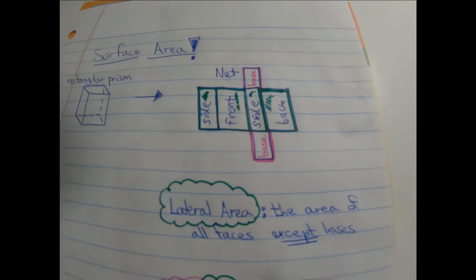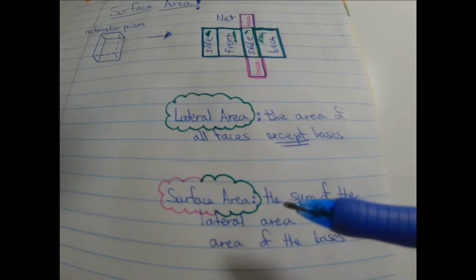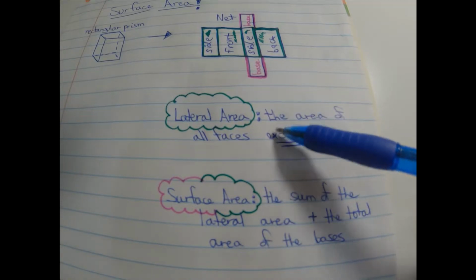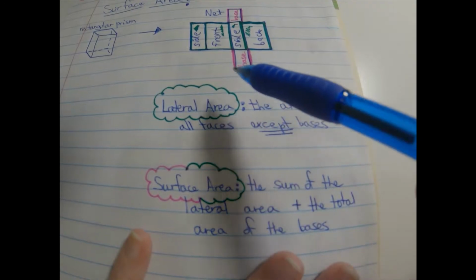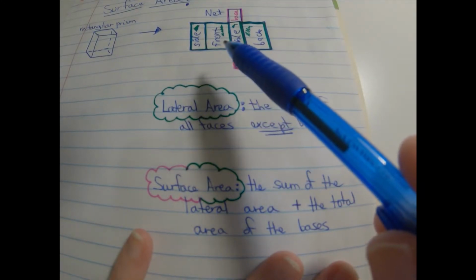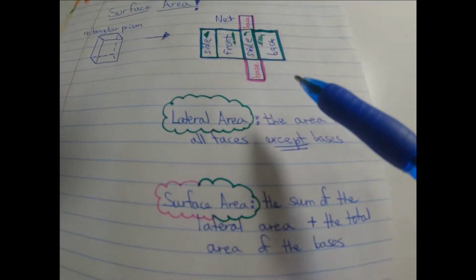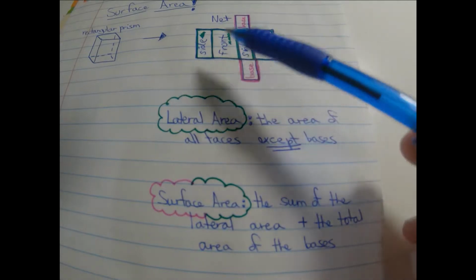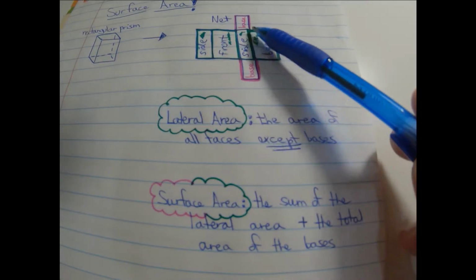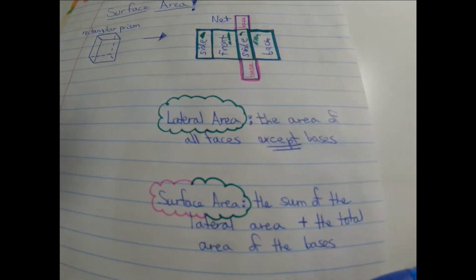Okay? For this lesson, we're going to need to know lateral area and surface area. There's a big difference between them when you're reading. The lateral area is only asking us for the area of all the faces, so the sides and the front and back, not the bases. And then surface area is the sum of all the areas of each single shape that's part of that rectangular prism. So the lateral area plus the two bases.